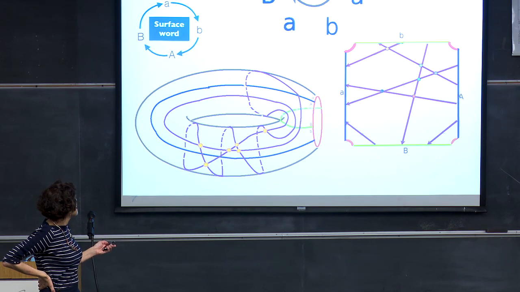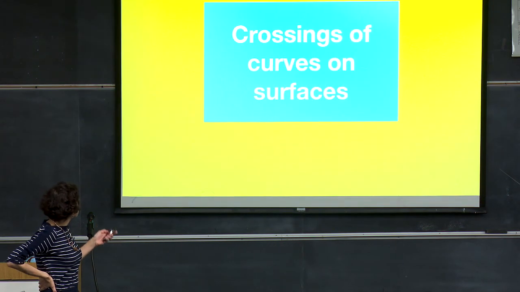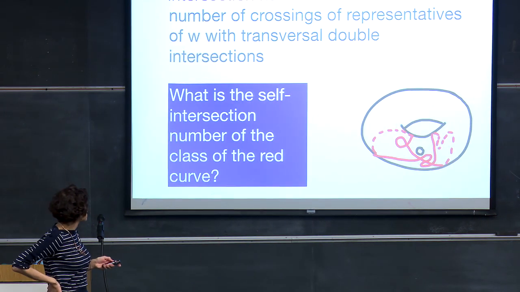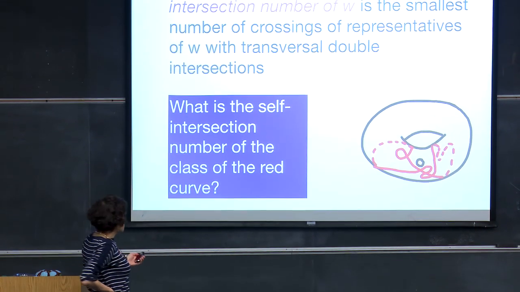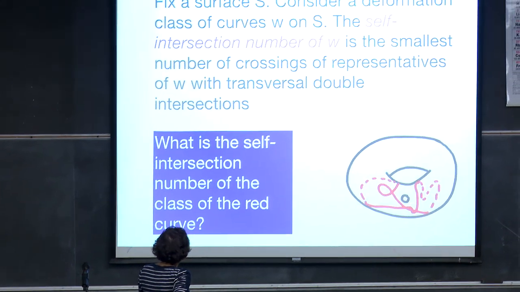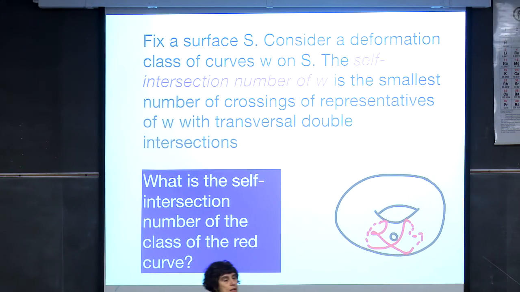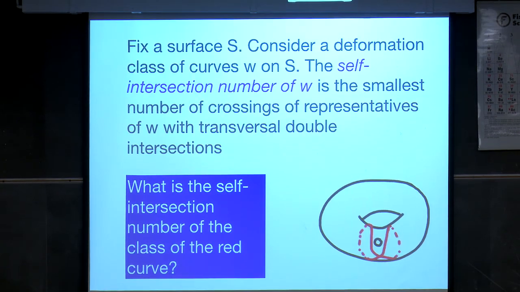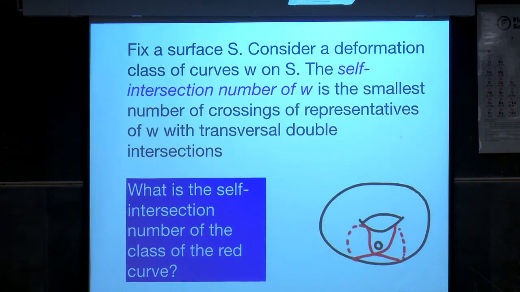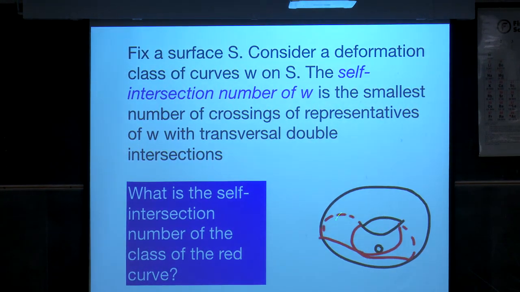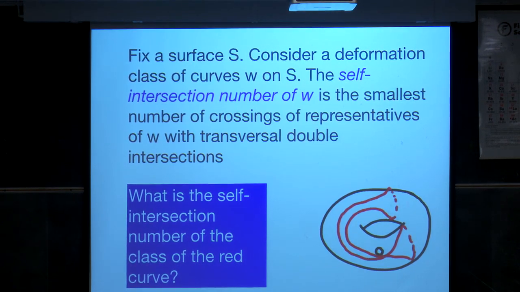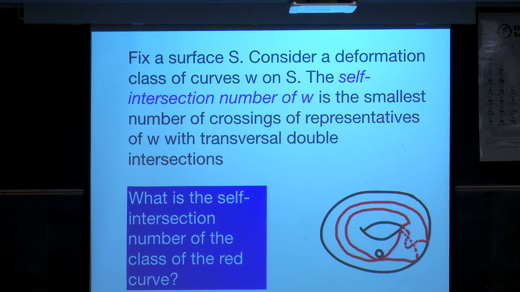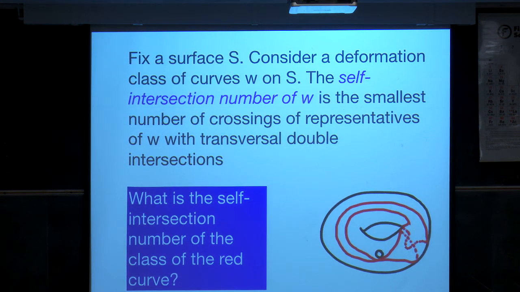Now I'm going backwards is forwards, remember. So now I want to study the crossings of my curves. First, the self-intersection number of a class is the smallest number of points in which a curve in the class can intersect. Here, for instance, I have some members of the same class of curve, the red curve. What is the self-intersection number of that red curve?